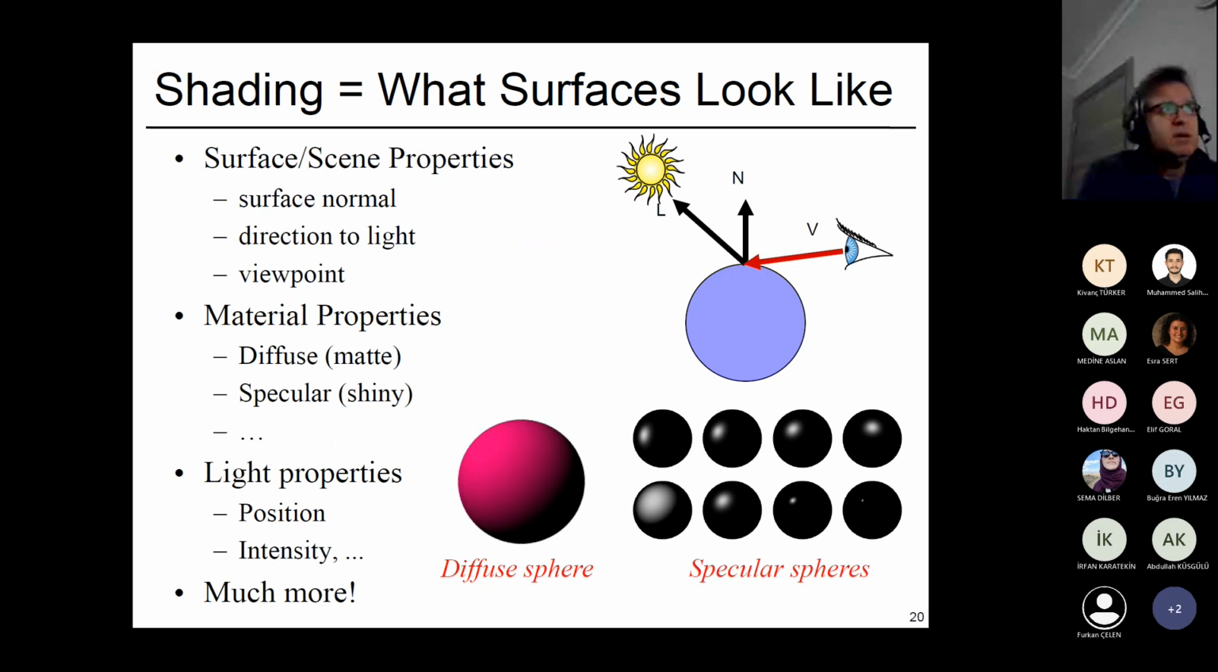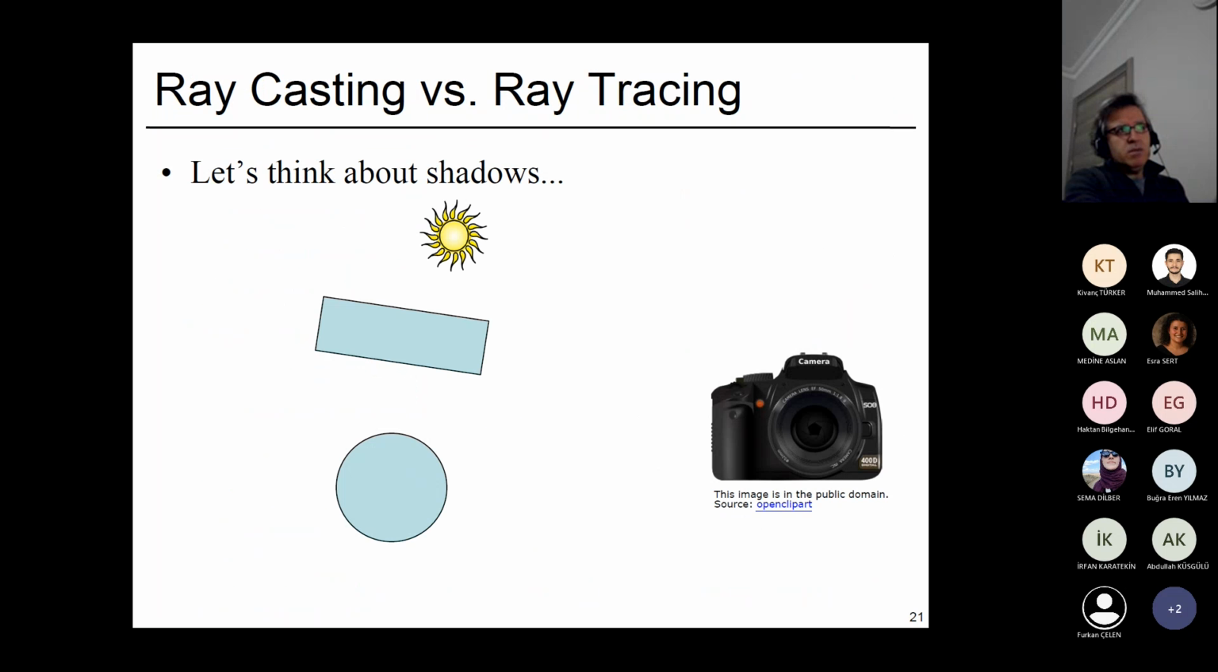Of course, the shading is going to involve the surface properties, the surface normal, the direction to the light, the viewpoint, and the material properties as well, diffuse or specular, and so forth, and the properties of the light, where the light is, what the intensity is, and so forth. Shadow will be an important part, and so forth. So shading is an important part, as we have seen before. We are not going to worry about this as much here. We are going to talk more about the tracing part, the ray tracing or ray casting part of the thing.